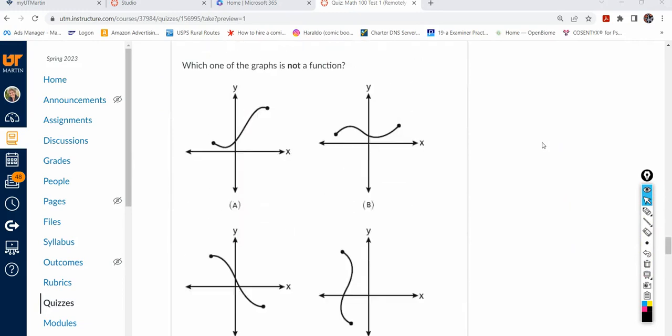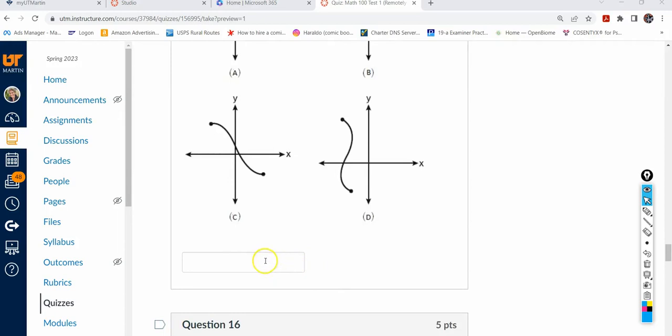Okay, so which one is not a function? This one is not a function. This one down here in the lower right, because it fails the vertical line test. I found a vertical line that goes through it more than once. So that one is not a function. And that's selection D.